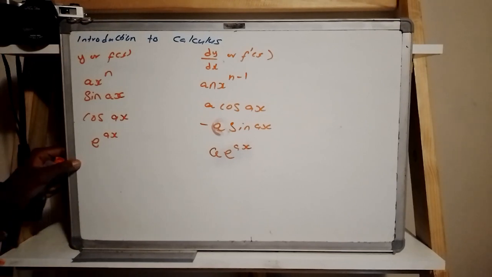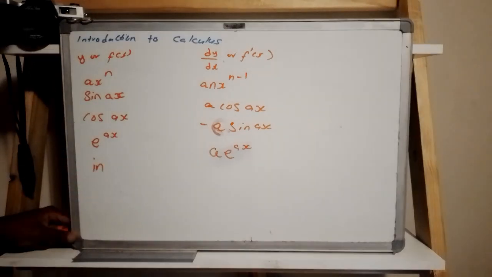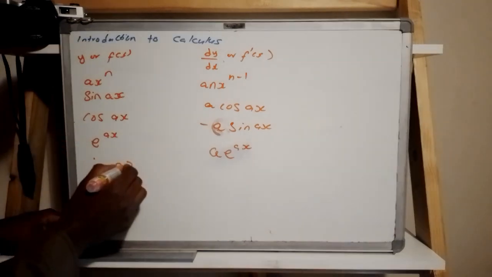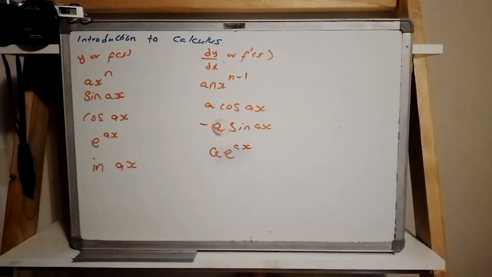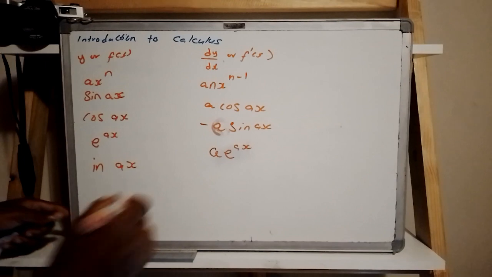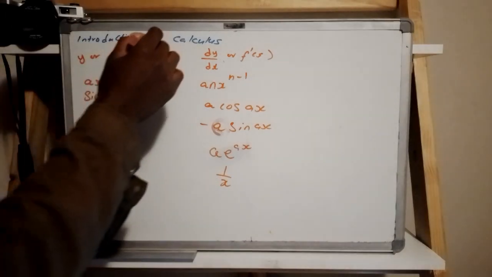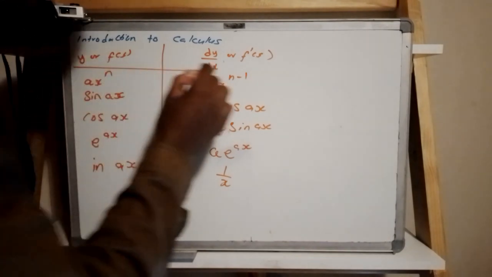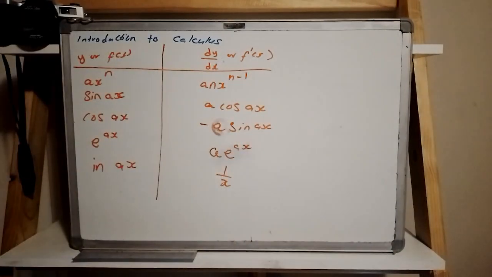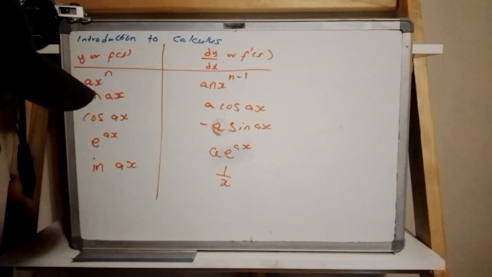Now comes ln. When you differentiate ln of ax, what you will get is 1 over x. This is a simple and straightforward table that you need to know by heart. You need to know this by heart, right? Let's move.